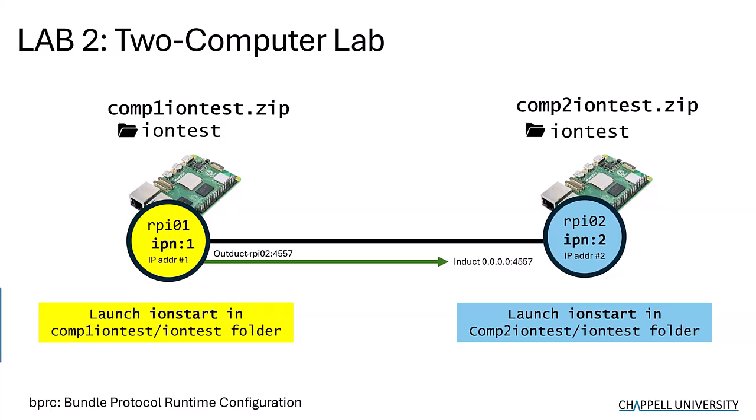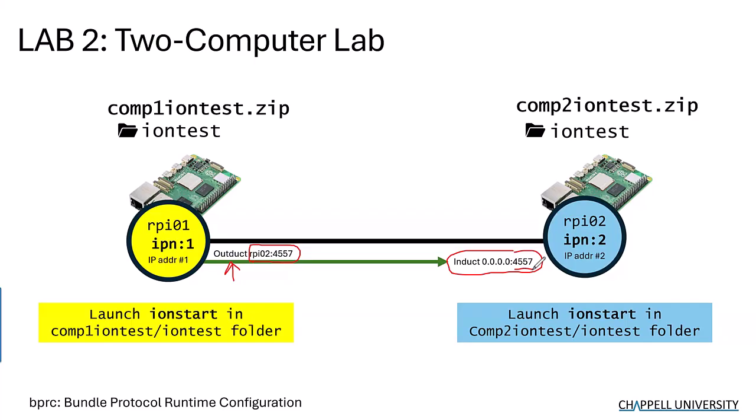Let me get my drawing tool here. We have an outduct value of rpi02 colon 4557. Essentially, that is the host that we're going to and the port number that we are going to on that target host. On the receiving side, we will have an induct setting that is set to 0.0.0.0, which means anybody can talk to me on my port 4557.